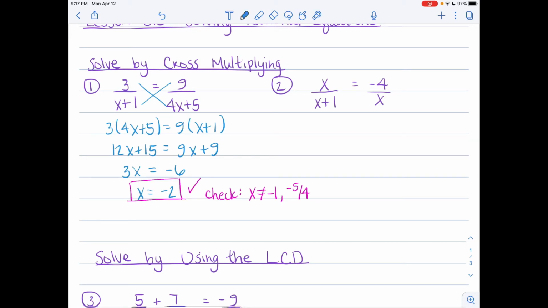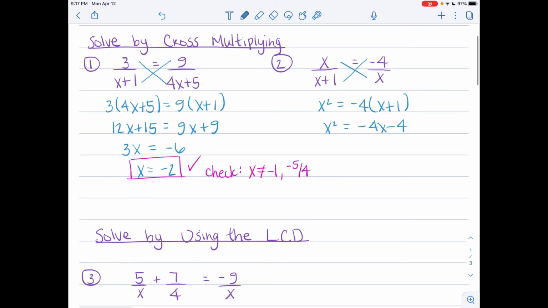Let's try another one. This one has x's in one of the numerators as well as both denominators. So we're going to have x times x is x squared, and that's going to be equal to negative 4 times x plus 1. I want to simplify the right by distributing, negative 4x minus 4, and now I need to think about how to continue solving. I see that I have the makings of a quadratic, and because it has a middle term, I can't solve by square roots, so I need to move everything to one side and try to solve by factoring.